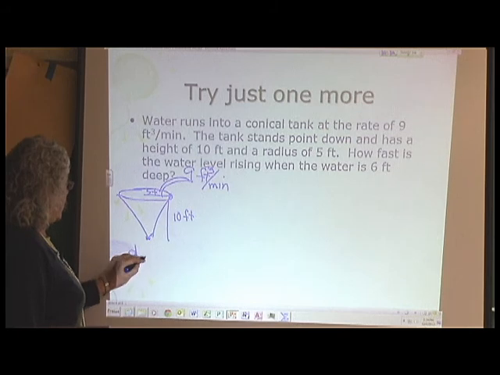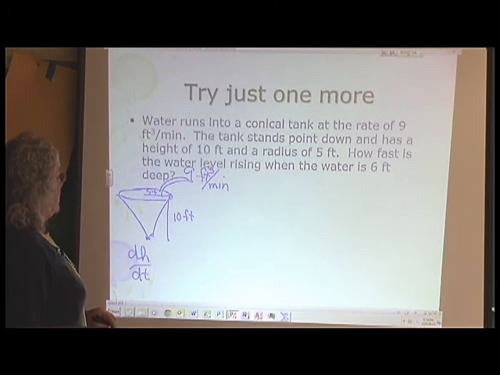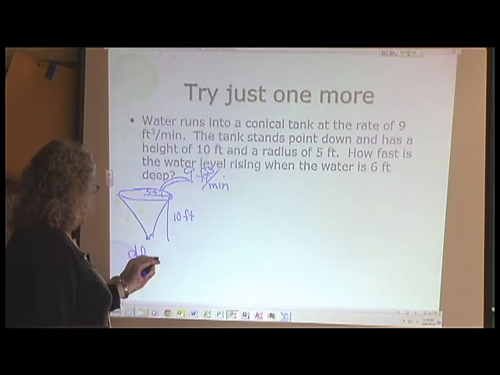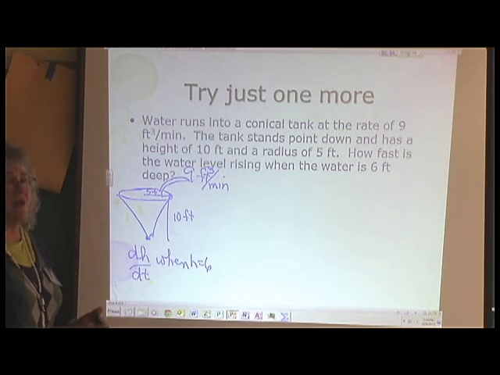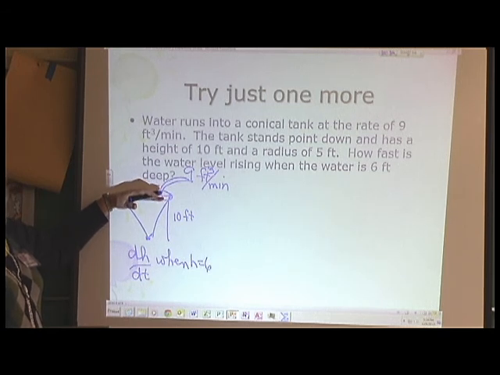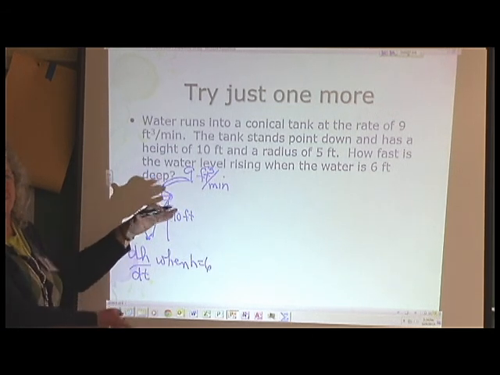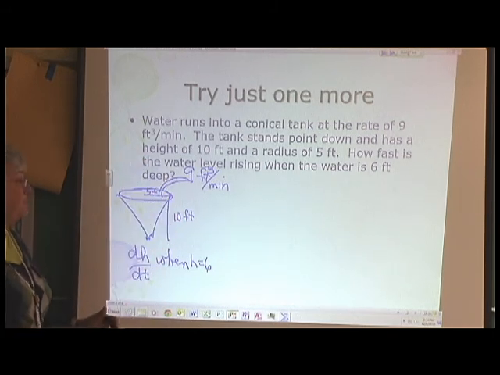So you want to know dh dt when h is equal to 6, rather. Now, one thing about a cone, this cone is standing straight up and down. It's at 90 degrees. We're not going to shift it. We're not going to tilt it. We'll leave that for when you're taking higher levels of calc.